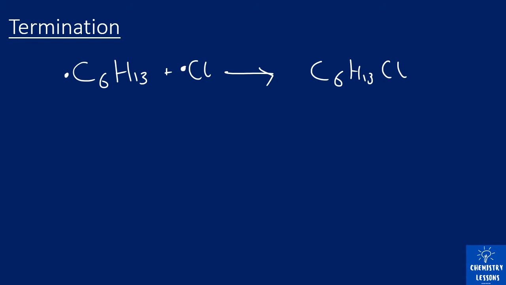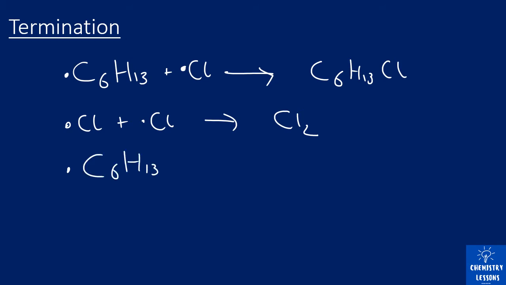Or we could have 2 chlorine free radicals coming together. That would also be a termination step. That would make Cl2. Or we could have 2 of these free radicals coming together. And that would make C12H26. That would also be a termination step.